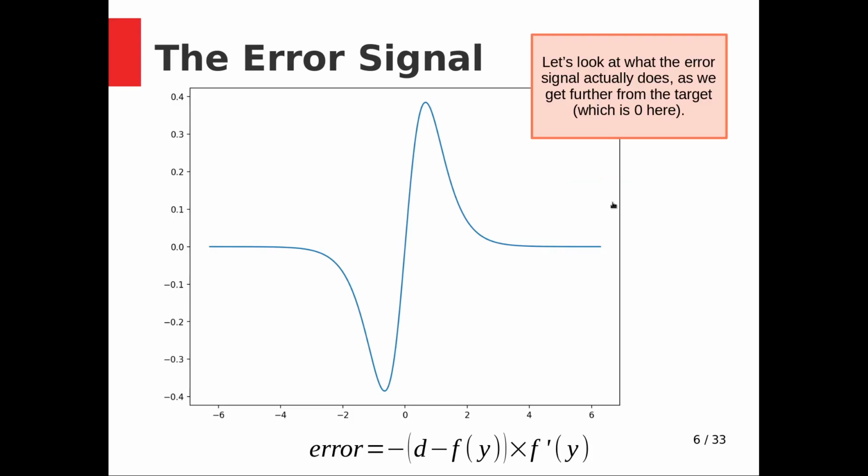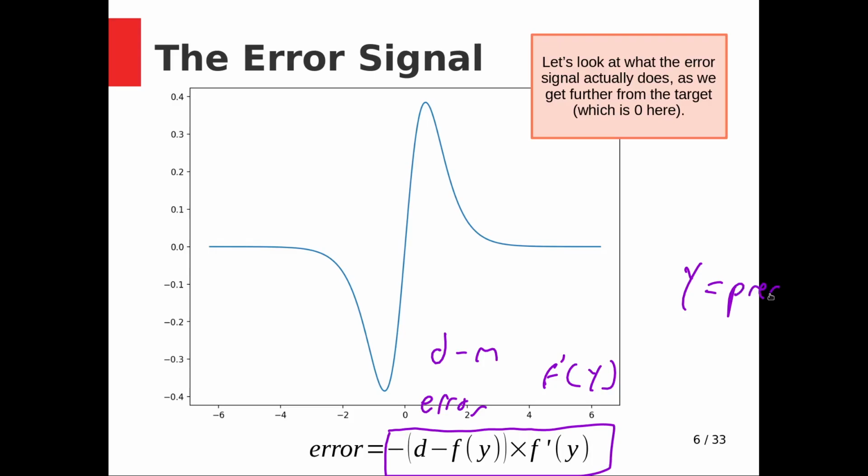So this is a graph of that equation, right here. This is a graph of minus d times f of y, and that's the error term. Remember, that's d minus m, which is the error term, times f gradient of y, okay? And again, remember that is y the pre-activation, not x the input, right? That's y the pre-activation, okay?